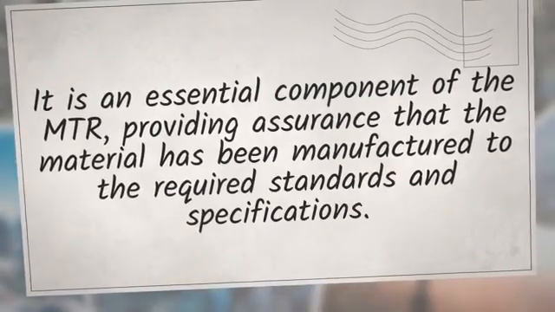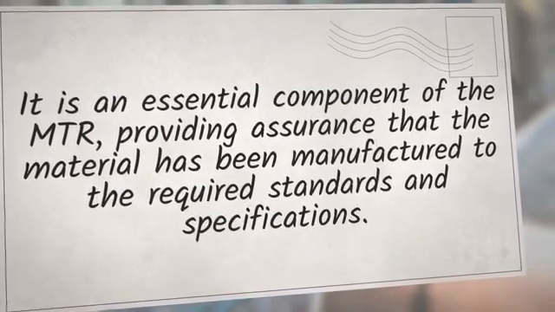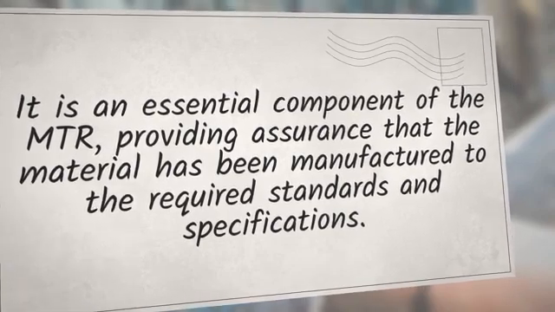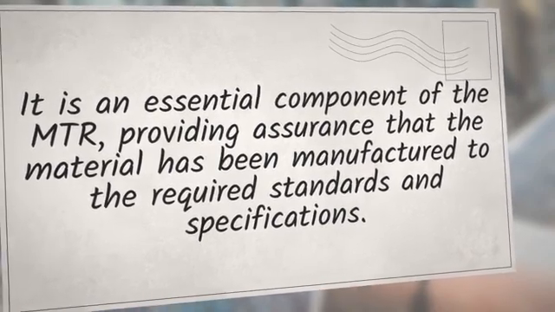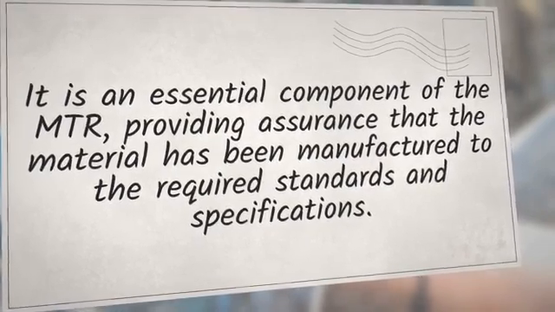The certified mill signature serves as a declaration of the quality of the material and the accuracy of the information provided in the MTR. It is an essential component of the MTR, providing assurance that the material has been manufactured to the required standards and specifications.